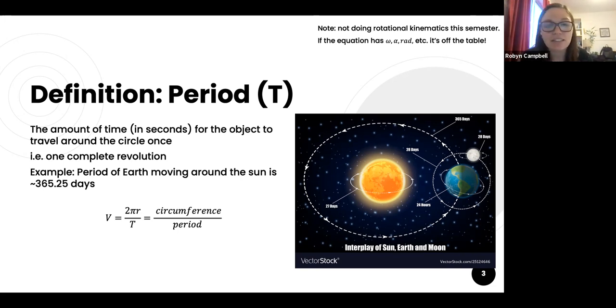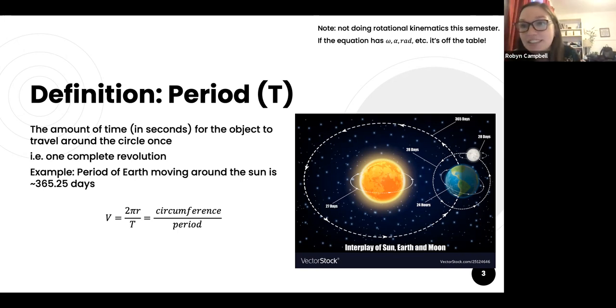To calculate how fast it's going in its orbit, we can find the distance it travels, which is the circumference of the circle. The amount of time it takes is the period. So you can just divide 2 pi r by the period and get the orbital speed, which we'll call, it looks like it's uppercase V here, it's just lowercase v, just speed.